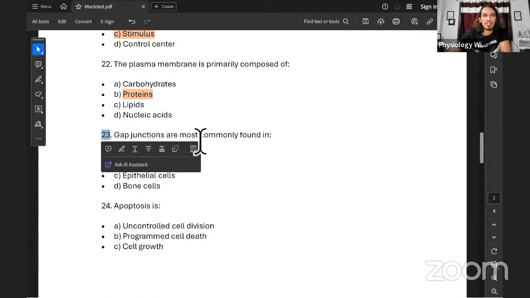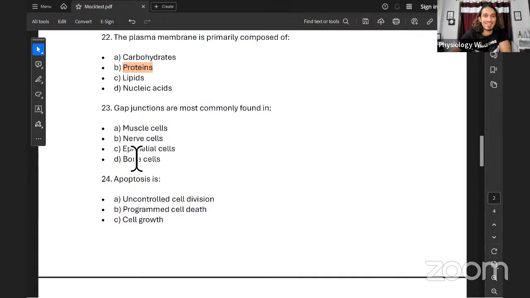This is actually not a very good question. Gap junctions are most commonly found in. Okay, so even as an educator, I found it a little confusing and difficult to make sense of what exactly the question is here. So the thing is, gap junctions are commonly found everywhere, except adult skeletal muscles and your erythrocytes. Apart from that, most places in our body have gap junctions.